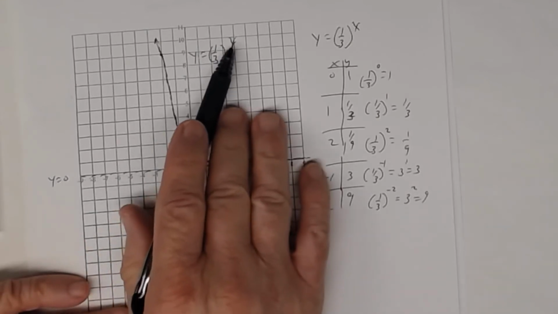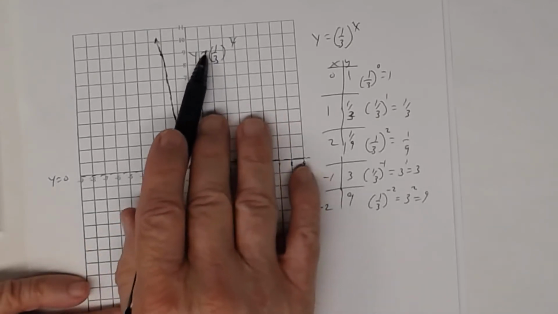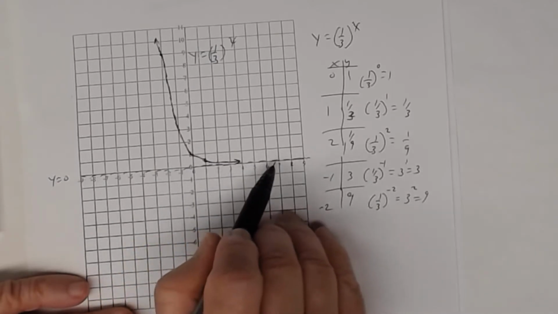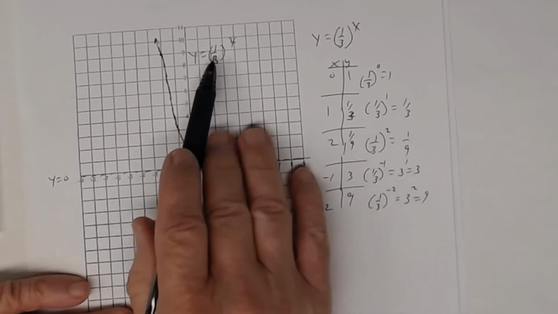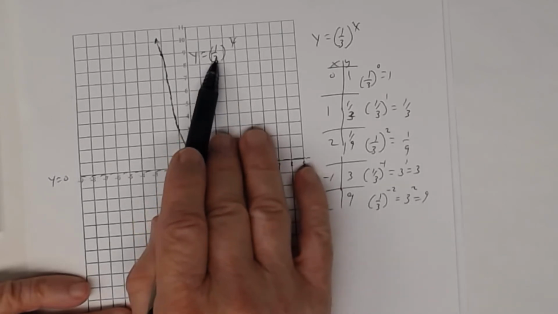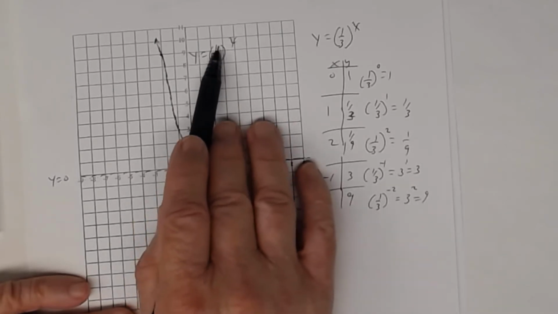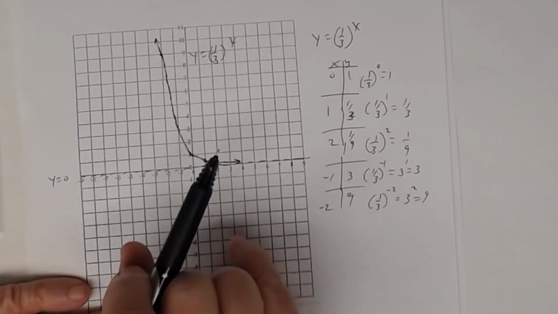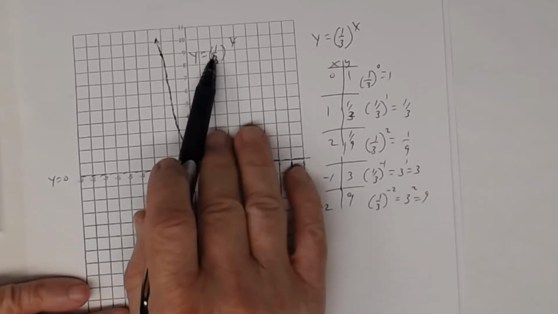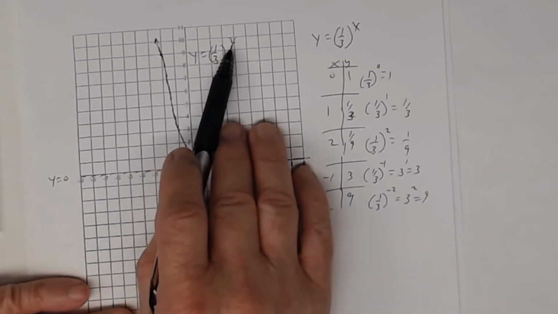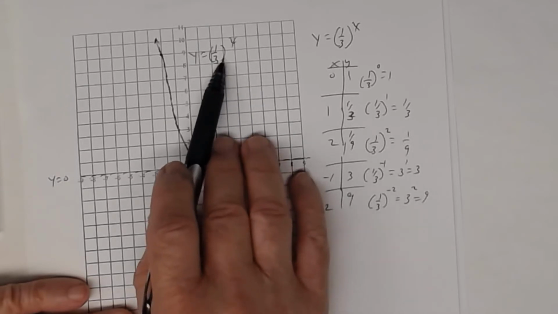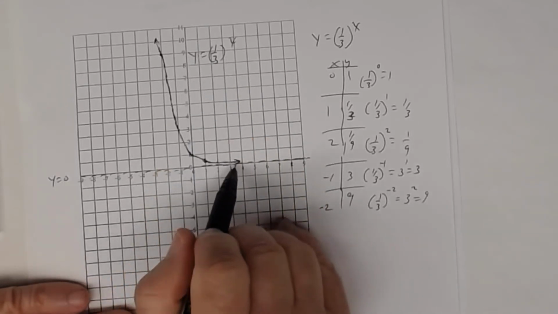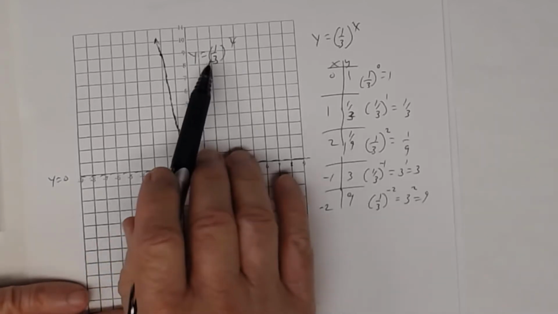Okay, so as x gets bigger and bigger, those y values get smaller and smaller. It gets closer and closer to 0. It never becomes 0 because there is no number for x in which a positive number raised to some exponent is ever going to be 0. A positive number raised to any exponent is always going to be positive. It will never be negative, and it will never be 0, as long as it looks like this.